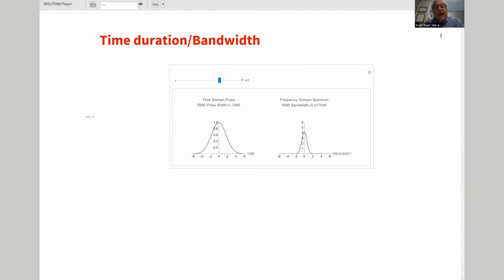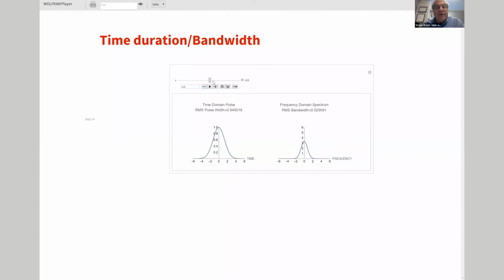Another aspect of comm systems that you have to deal with is showing systems in the time and the frequency domain. So here's a pulse, just showing a Gaussian pulse in time, and this is showing the Gaussian pulse in frequency. And I have this set up where it automatically calculates the RMS bandwidth as you change the parameter. So when I introduce the concept of the bandwidth, they see the parameter changing as you go along.